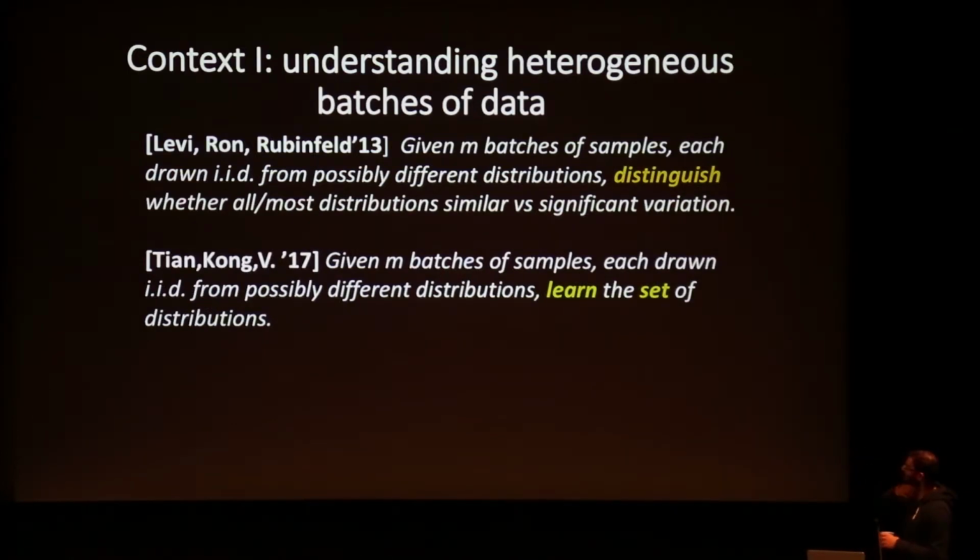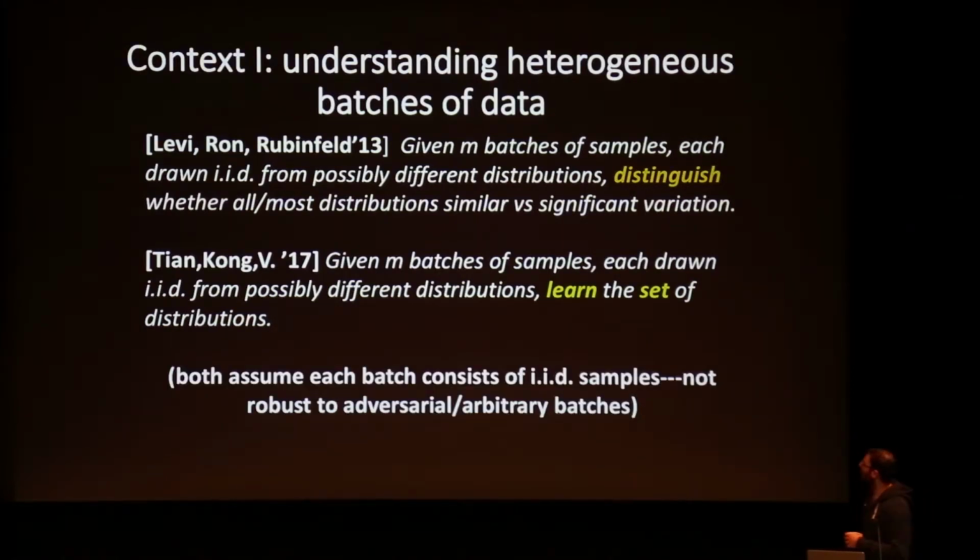There's also some work of Kevin Chen and Wei Hao and myself, where the goal is actually to learn. You're given very small batches from a bunch of different users, and your goal is to learn the set of distributions underlying this. Okay? Both of these works and all the other related works I'm aware of in this vein do assume that you get IID samples. Okay, so in particular, they're not robust to some adversarial or arbitrary batches.